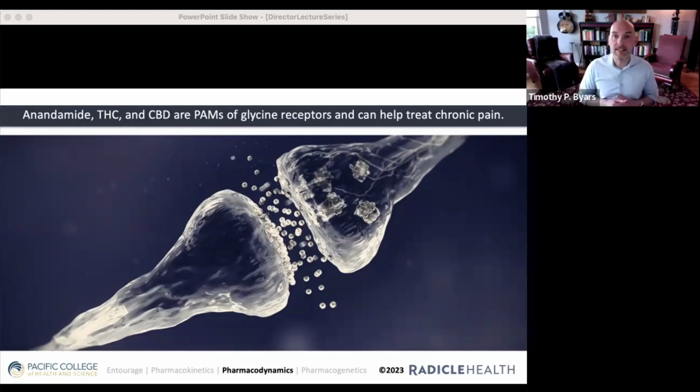There is a study in mice that demonstrated that CBD can potentiate glycine receptors, again, helping to inhibit transmission of pain signals, and this might also help treat chronic pain.